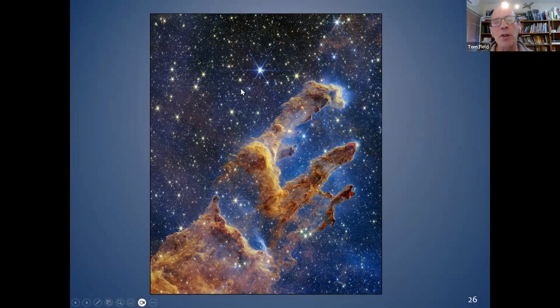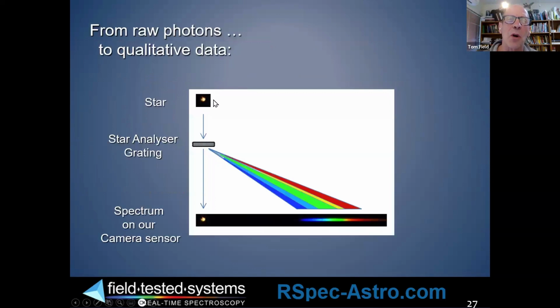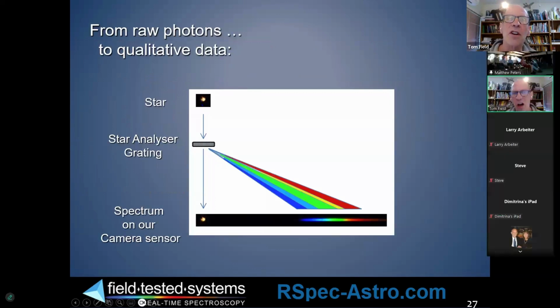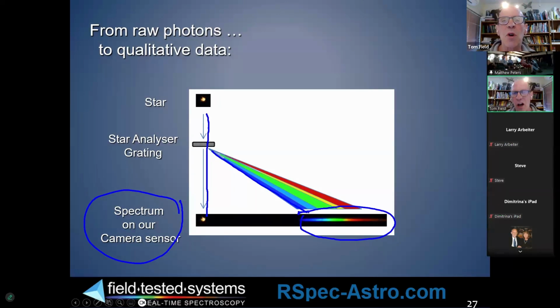So how do we do that? When we put the Star Analyzer on our telescope, there's the star, there's the starlight going through the grating and going down to our CCD or camera sensor. Now over here we can see that rainbow that came out of the prism. And so that's technically how we're producing this. Whether it's a prism, like I just misspoke, or a Star Analyzer, the result is pretty much the same.